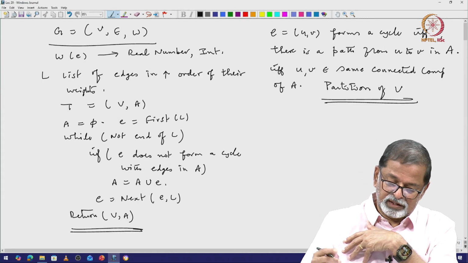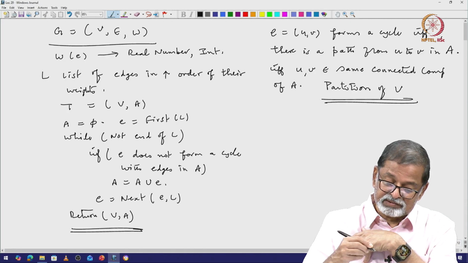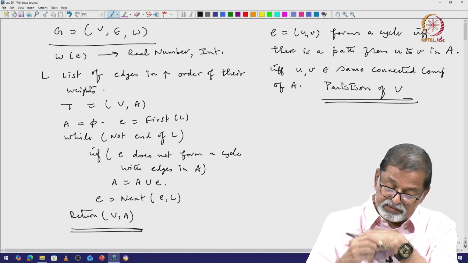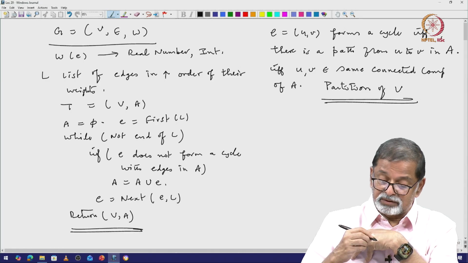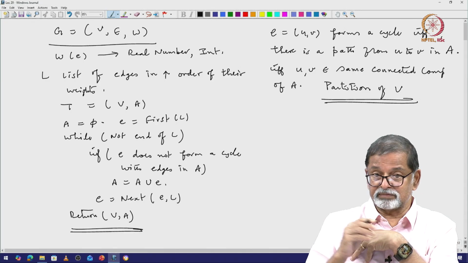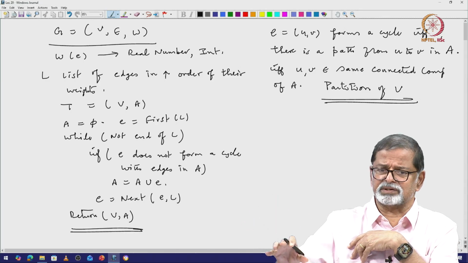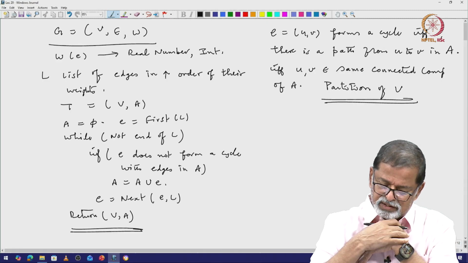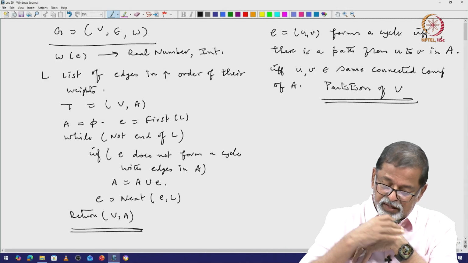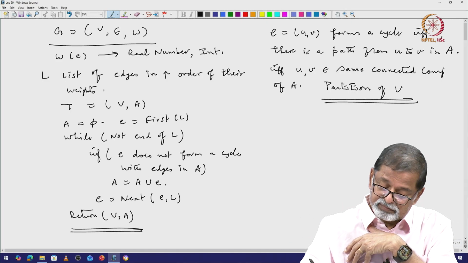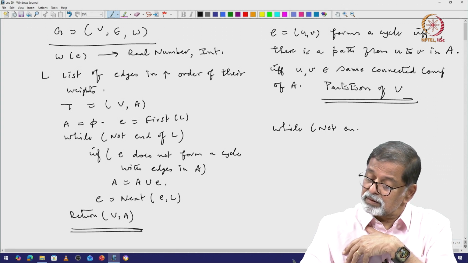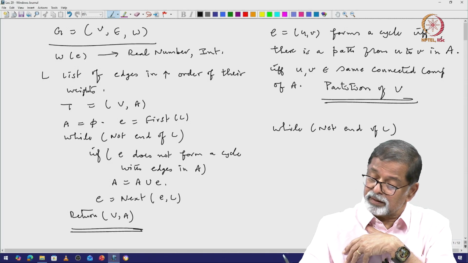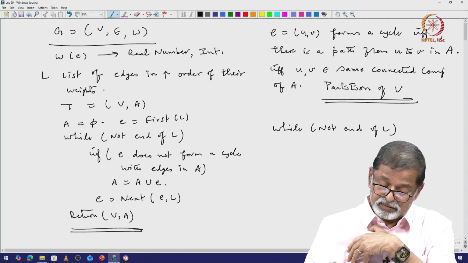and then you follow the same procedure in the following way. So, L is the list, T equal to (V, A), A is empty, E is the first edge, and initialize the partition. That depends on the way in which we will. So, initialize the partition again, while not end of L.